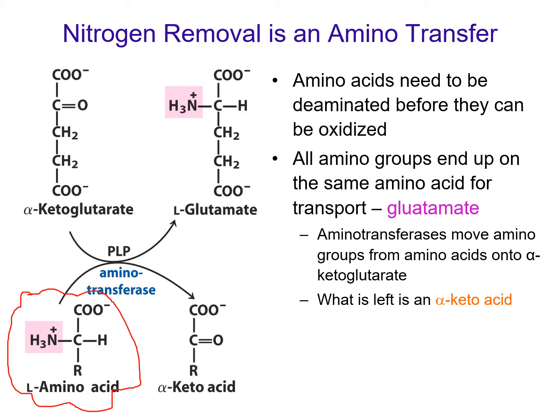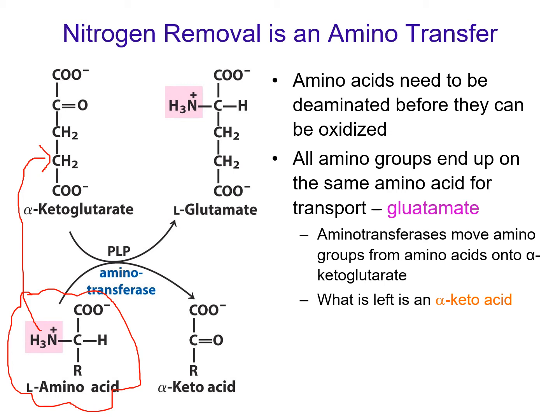How do we get rid of it? We actually take it and transfer it to alpha ketoglutarate. Where does alpha ketoglutarate come from? We've seen alpha ketoglutarate in the citric acid cycle. So in your cells, you would have alpha-ketoglutarate because we produce it as an intermediate of the citric acid cycle. It comes from other sources as well, but we know it as an intermediate from the citric acid cycle. So again, we need to get rid of this amino group off of our amino acid. We just transfer it to an alpha-ketoglutarate.